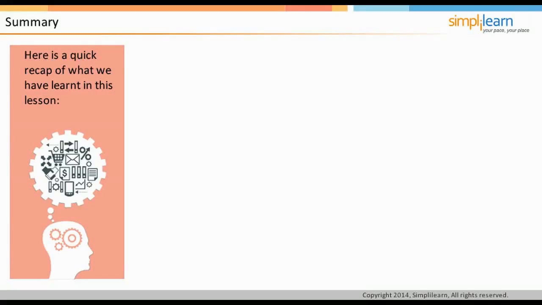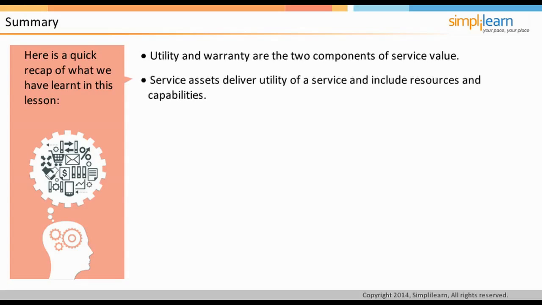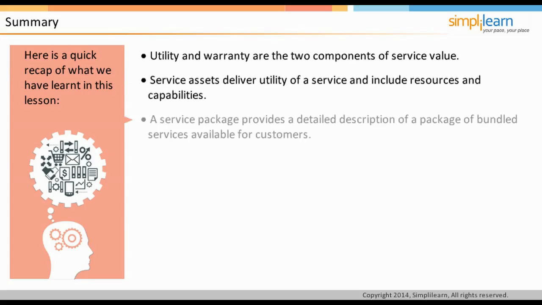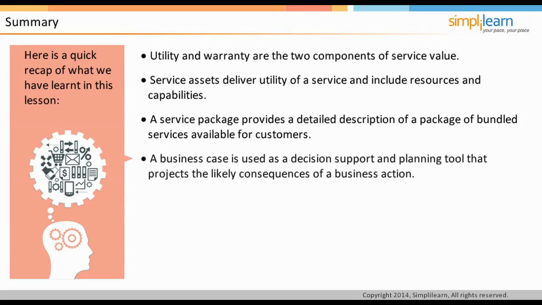Let us summarize what we have learned in this lesson. Utility and warranty are the two components of service value. Service assets deliver utility of a service and include resources and capabilities. A service package provides a detailed description of a package of bundled services available for customers. A business case is used as a decision support and planning tool that projects the likely consequences of a business action. Next, we will focus on the third lesson, service strategy processes.